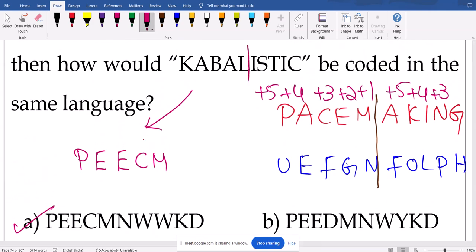You can divide the entire code into 2 groups. First group 5, 4, 3, 2, 1 addition. Next group also 5, 4, 3, 2, 1 addition. No swapping. Maybe next time they'll use the same logic with swapping also. That should come to this end, this one go to that end. So plus 5, plus 4, plus 3, plus 2, plus 1.